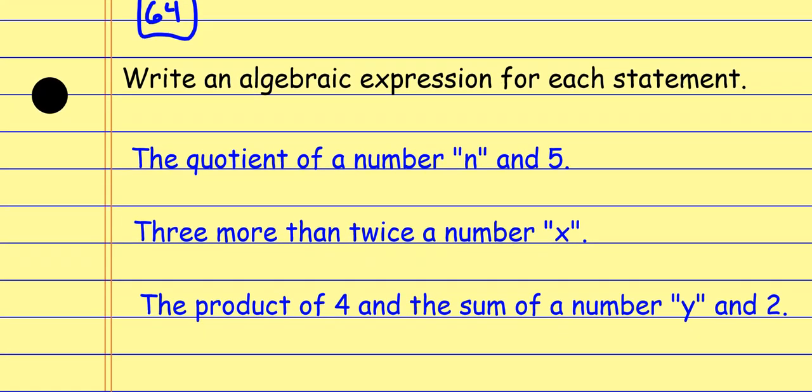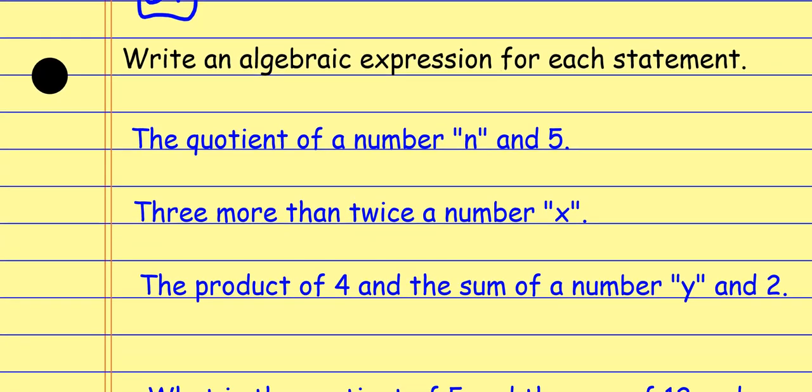And then down here, writing these things, kind of just the terminology, refreshing ourselves on some of that. Quotient here in this first one, it says the quotient of a number n and 5. Remember, quotient is the solution we get from a division problem. So saying the quotient of something is telling me to divide. And since it says n and 5, that's going to be n divided by 5.